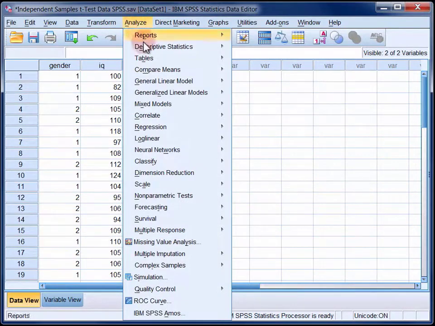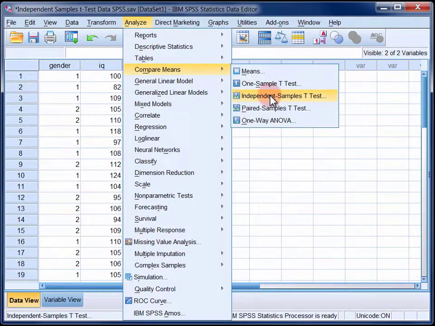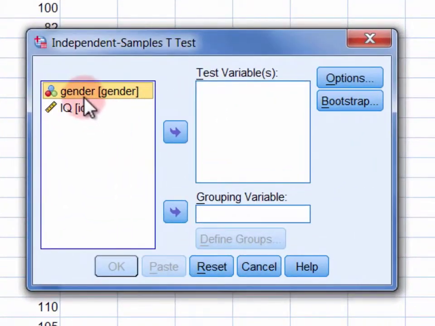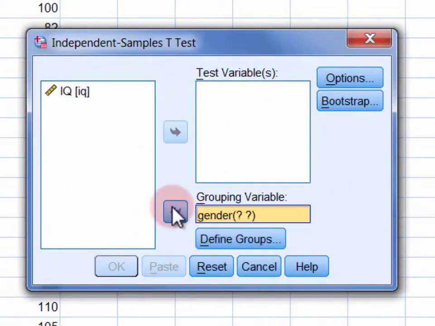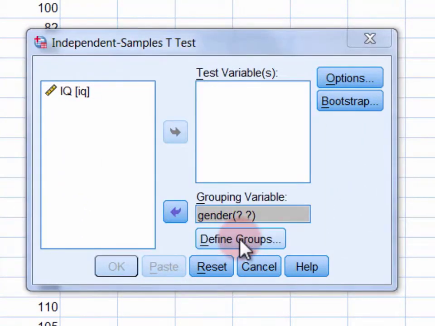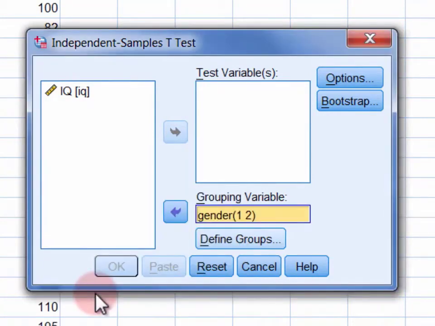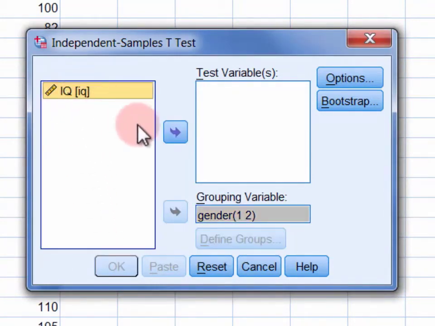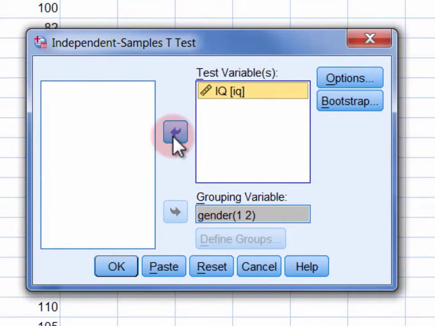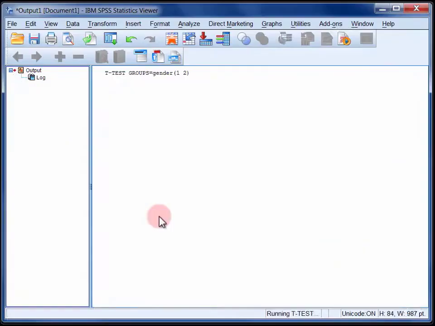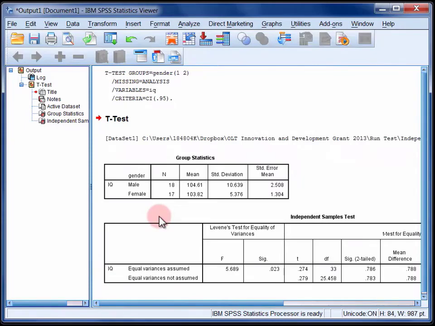In the Analyze menu, select Compare Means and then Independent Samples t-test. Move the independent variable into the Grouping Variable field and click Define Groups. In the Define Groups dialog, enter the value labels used for the two levels of the independent variable. Move the dependent variable into the Test Variables list and then click OK, and your output will appear in the SPSS Statistics viewer.